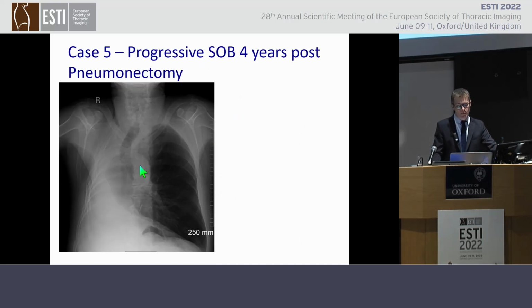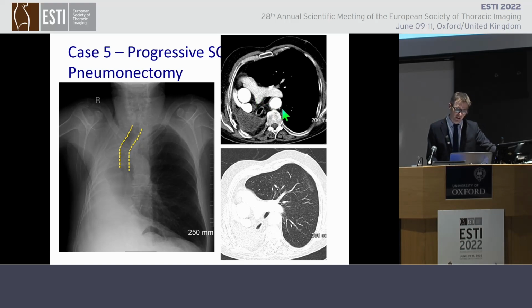So the final case, before moving on to talk about recurrence, is a patient with progressive shortness of breath 4 years post-pneumonectomy. And you can see there's very significant mediastinal shift to the side that's been operated on. And we did a CT in this patient. The left main bronchus there has been pinched by the left pulmonary artery and the aorta between the 2 of them. And this patient has developed a post-pneumonectomy syndrome where you get recurrent infection, progressive shortness of breath, and eventually, because of the pinching of the airway here, patients can develop tracheomalacia and bronchomalacia.